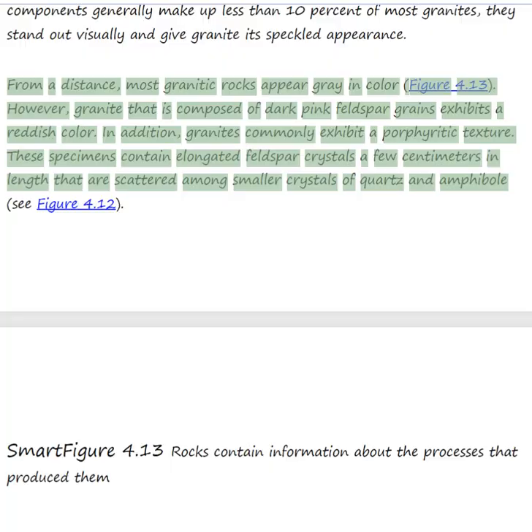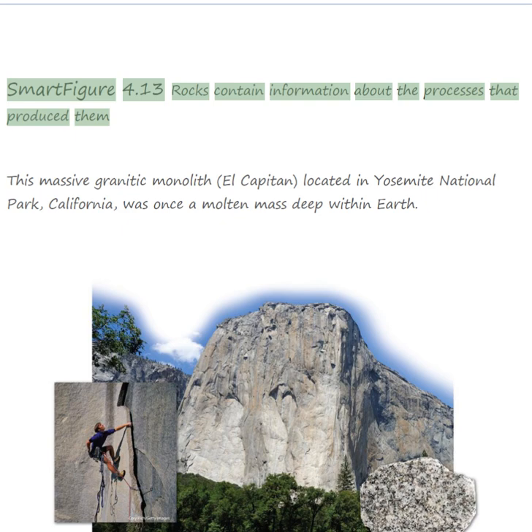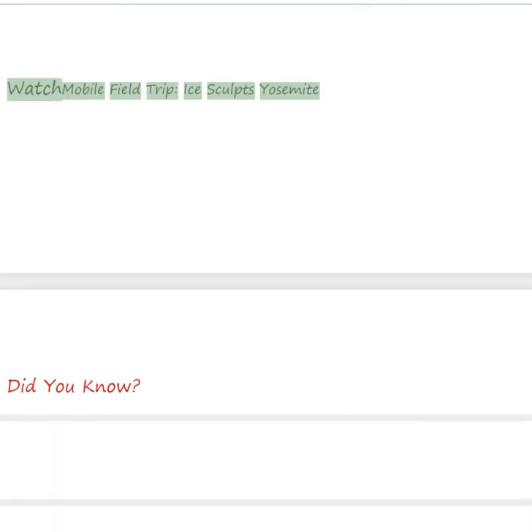amphibole. This massive granitic monolith located in Yosemite National Park, California, was once a molten mass deep within Earth. Smart Figure 4.13 Rocks contain information about the processes that produced them. Watch Mobile Field Trip, Ice Sculpts Yosemite.